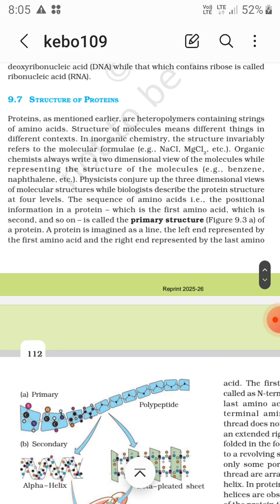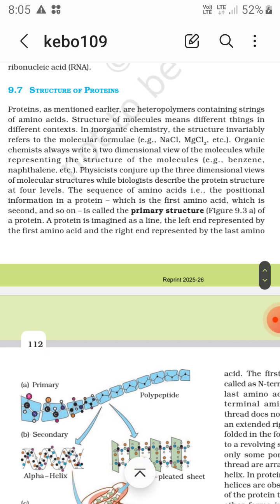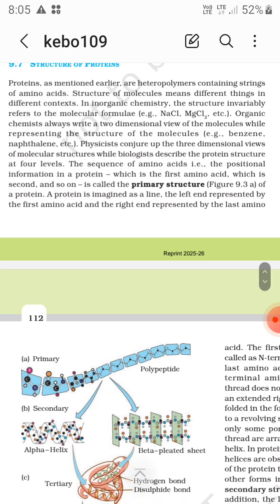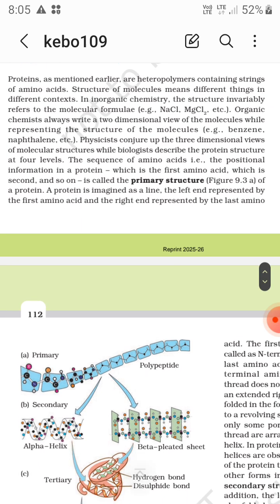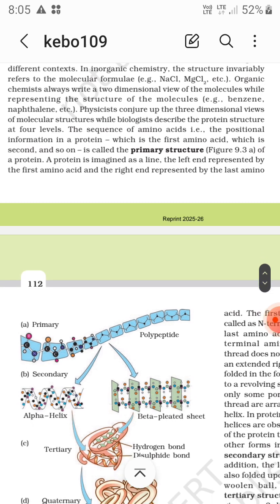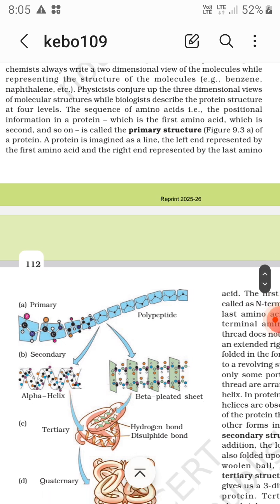Now structure of proteins. Proteins, as mentioned earlier, are heteropolymers containing strings of amino acids. Now structure of molecules means different things in different contexts. We biologists describe the protein structure at 4 levels. The sequence of amino acids, that is the positional information in a protein, which is the first amino acid, which is second, and so on, is called the primary structure.